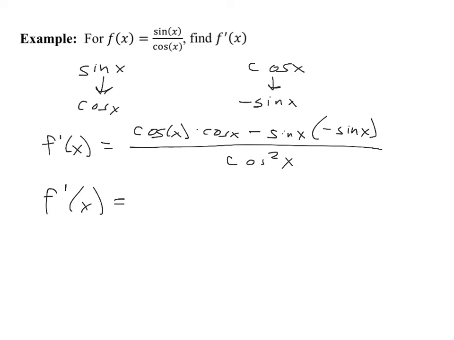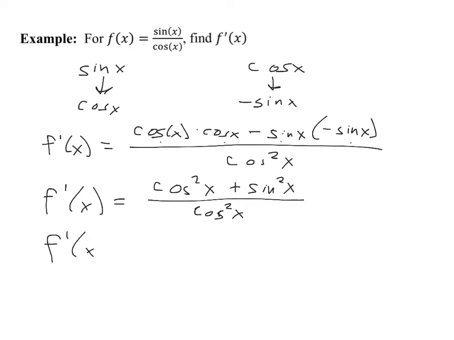In the numerator, I've got cosine x times cosine x, so that means I have cosine squared x. Over here, I have negative sine x times negative sine x. That's plus sine squared x over cosine squared x. And those of you that remember your trig well will hopefully notice something special is going to happen on top there. What is cosine squared x plus sine squared x? Hopefully you recognize that's 1. This is 1 over cosine squared x.